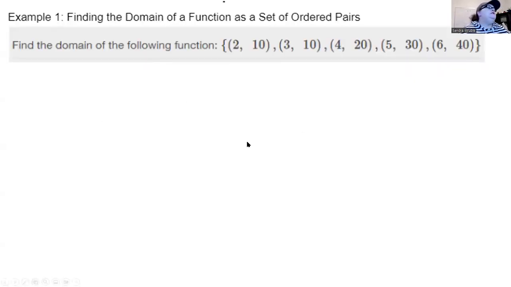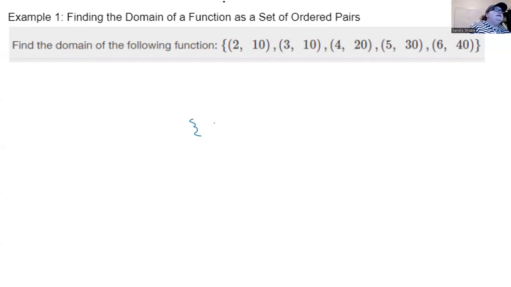So let's see if I can get over, there we go. Finding the domain of a function as a set of ordered pairs. Well, in 3.1, we were talking about how your domain is made up from a relation, from a set of ordered pairs. It's made up of the independent values, or the X values. So if we're finding the domain of given ordered pairs from this set, it's just the X values.